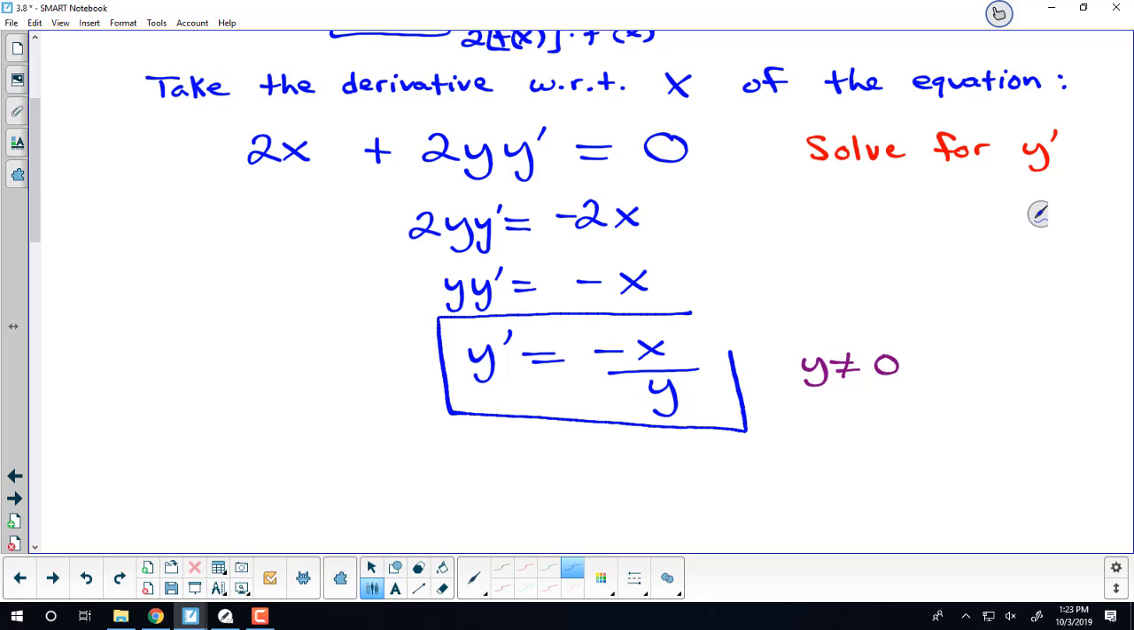And notice what we end up with in the implicit setting that we didn't end up with before: we have a derivative that's in terms of both x and y. So if we didn't know what y was, like most of these, you can't solve for y. So we're not going to know what y is in terms of x.